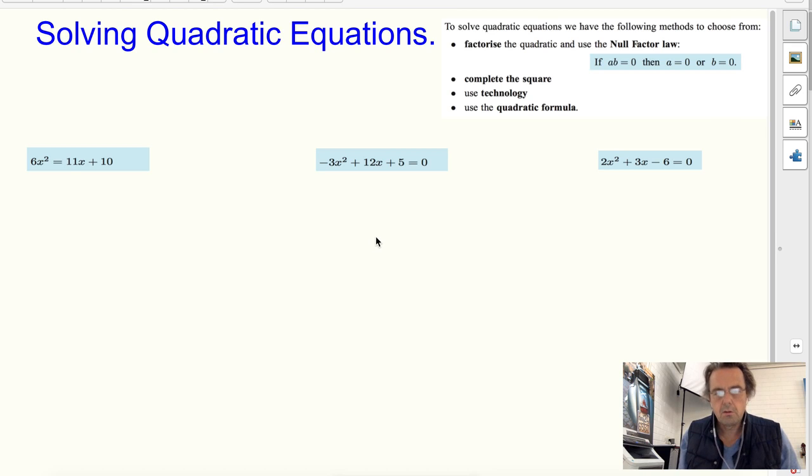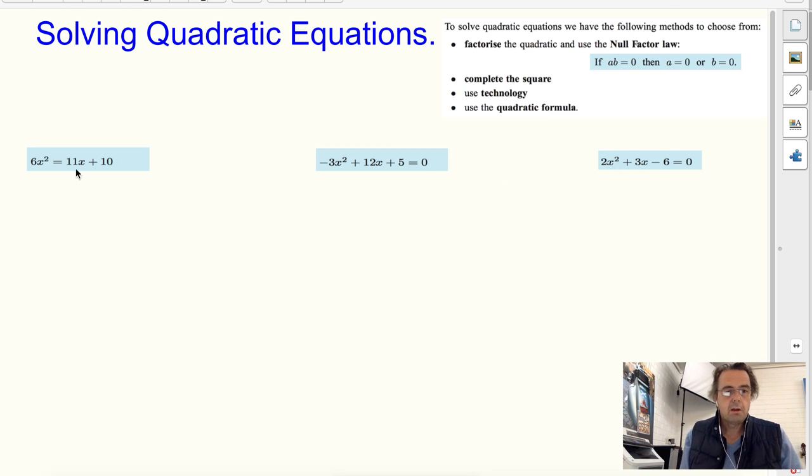Guys, this is a video about solving quadratic equations, which is a bit of a rerun from previous years. I've got three equations here, and there are several methods to solve them. First, we're going to look at factorization and using the null factor law. Then after that, we're going to look at completing the square on this difficult one here. I'm going to skip using technology for now. But we're also going to quickly revise the quadratic formula on this one here.